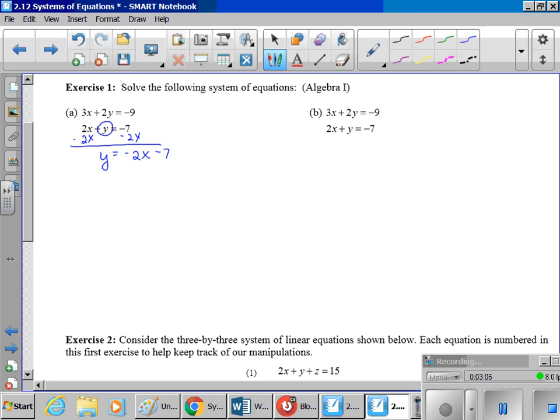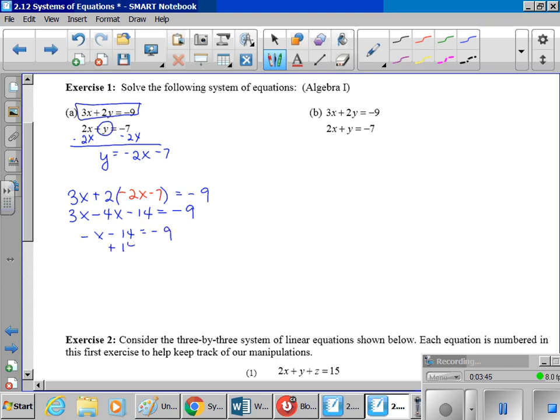And now I'm going to use substitution because that's one of the valid methods. We're going to take our equation up here, 3x plus 2y equals negative 9, and where there's a y, we're going to put our negative 2x minus 7. Now we're going to solve this for our x value. So in this case, I'm going to get 3x minus 4x minus 14 is equal to negative 9, which is negative x minus 14 is equal to negative 9.